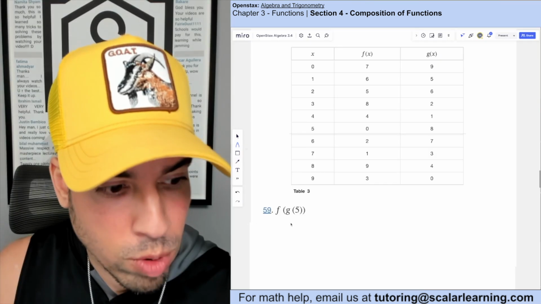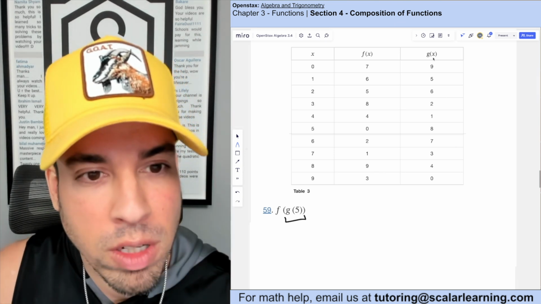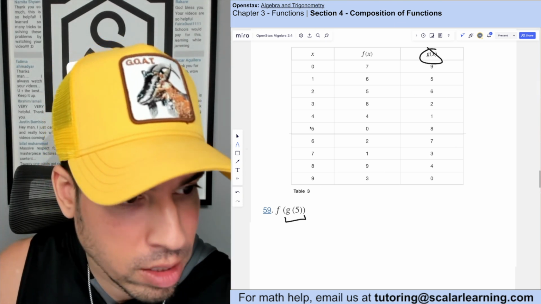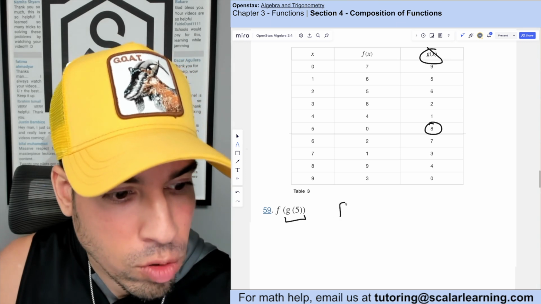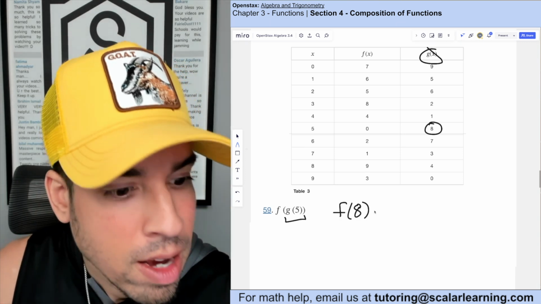Done. For this one, starting on the inside once again. What is g of 5? That's the function value of g when x equals 5. It's right here. It's 8. So now I can say this is the same as what is f of 8, right? And what is f of 8?